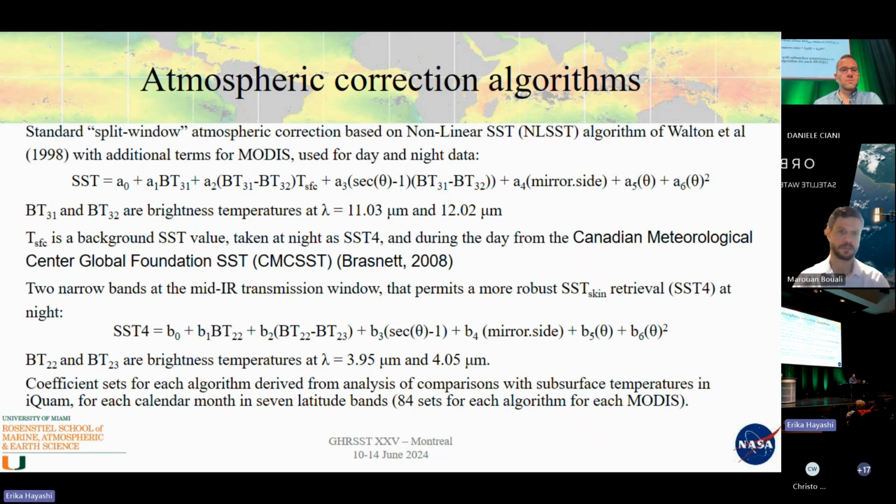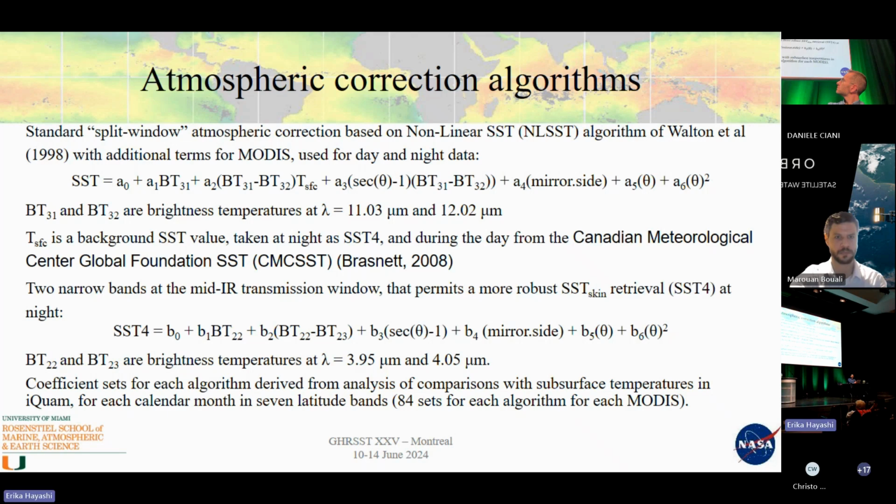During the night, we use this derived SST, referred to as SST4, as the first guess. And because it's at 4 microns, it can't be used during the day. And during the day, we take the SST surface as the value from the Canadian Meteorological Center field.